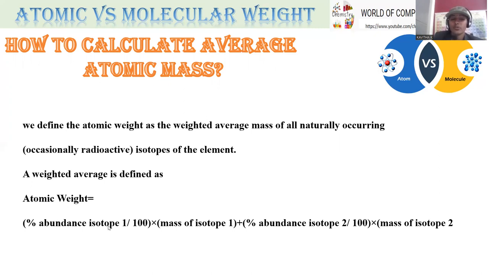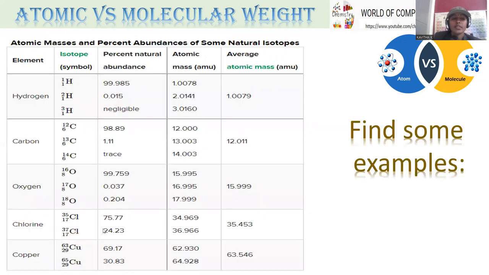Percentage abundance of isotope 1 by 100 into mass of isotope 1. This is for isotope number 1. Plus percentage abundance of isotope number 2 by 100 into mass of isotope 2. This can be extended if more isotopes are there. If 10 isotopes are there, you have to extend the equation to 10 isotopes as well. So this is the fundamental formula. Remember this formula because we have so many problems based on this atomic weight formula.